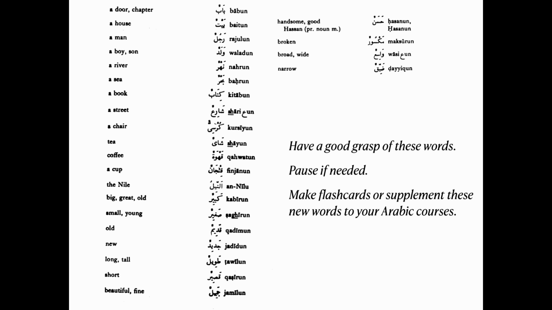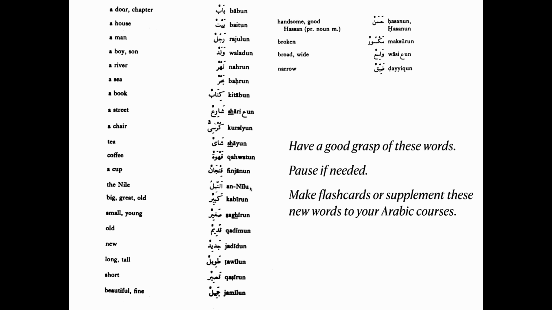I'm going to omit the uns mentioned here. You see, it is just that final vowel. I'm going to unvocalize it. You hear? So we're going to go with it. So bab, a door or a chapter. Bait is a house. Rajul is a man. Walad is a boy. Nahr is a river. Bahr is a sea. Kitab is a book. Sharia is a street. Kursi is a chair. Shay is tea. Qahwa is coffee. Finjan is a cup. Al-Nil is the Nile.